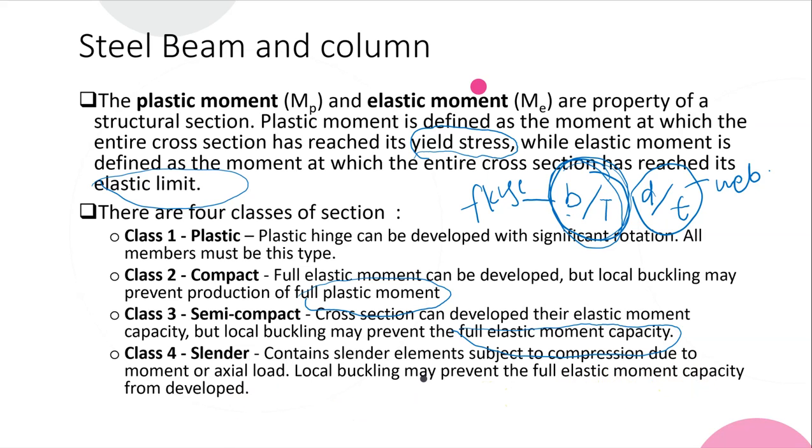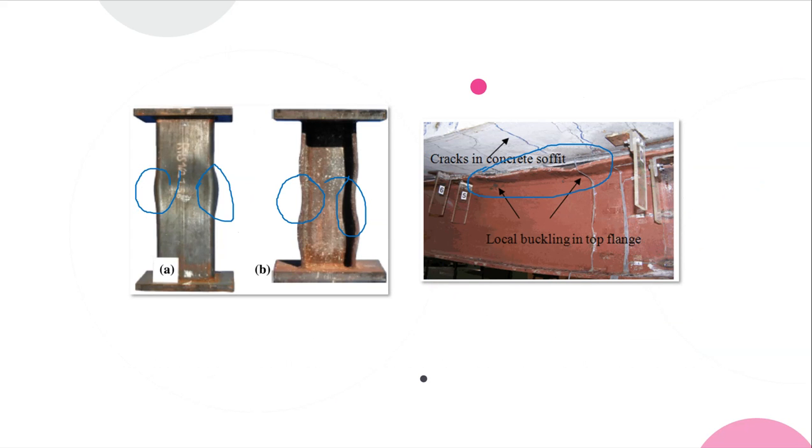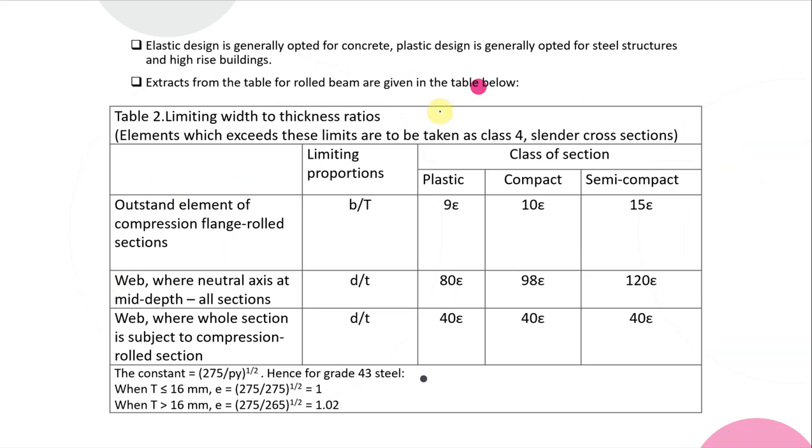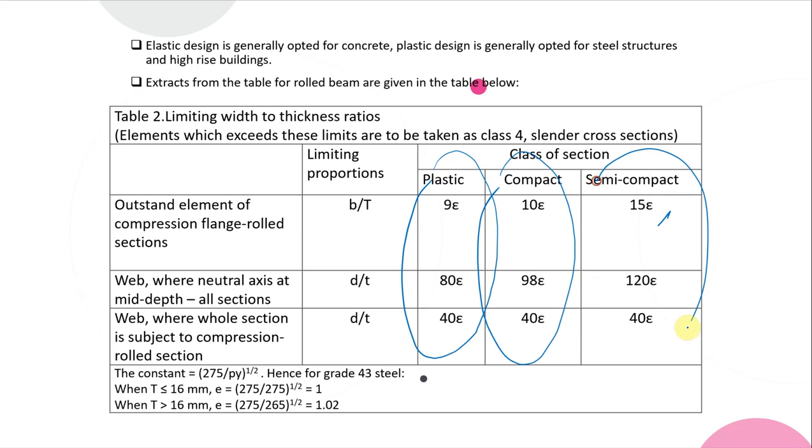So slender ni yang paling kurus. So senang cakap plastik ni dia gemuk. Compact ni dia kurang gemuk, semi compact lagi kurang gemuk, slender ni kurus. Okay, because sebenarnya kita tengok pada B over T dengan D over T ni. Okay, nak senang faham lagi, so senang tengok sini. Okay, so sebenarnya you nampak ni ada plastic, we can see here this is plastic, this is compact, this is semi compact. Yang lepas daripada this one adalah semua adalah slender.